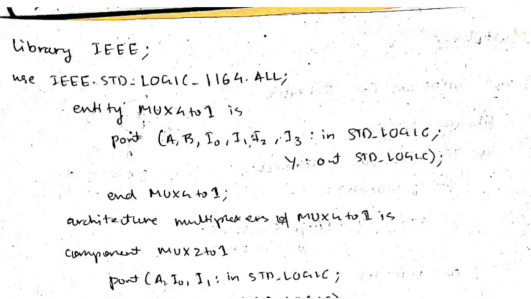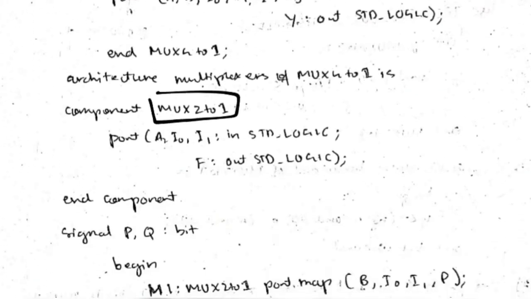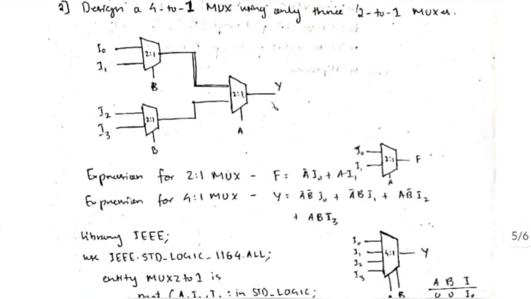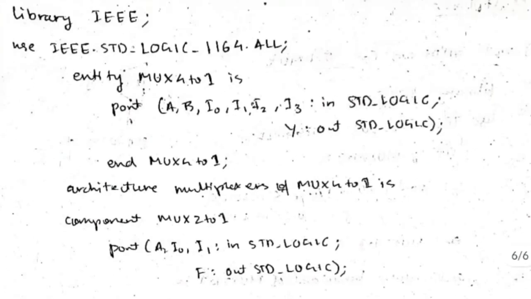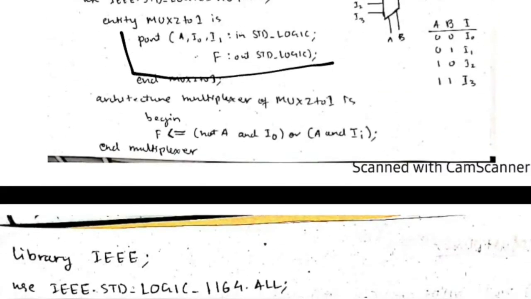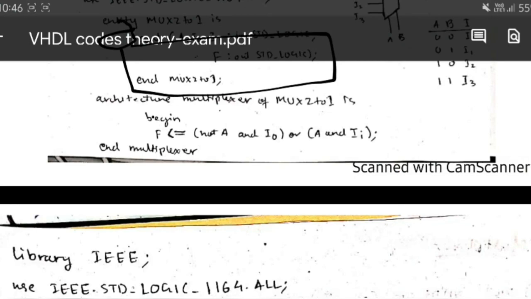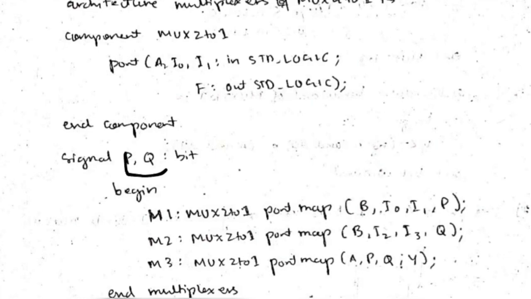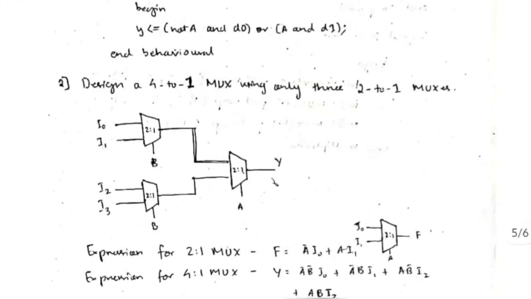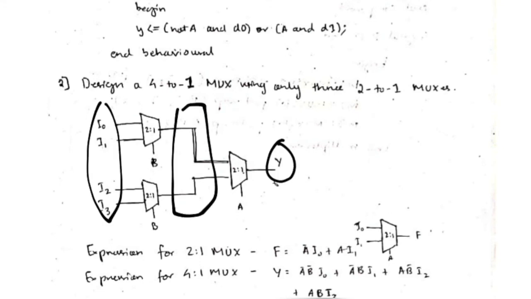Then we'll begin with the architecture part. We are using mux 2 to 1 as a component, right? See here, mux 2 to 1 is used as a component. So we'll be specifying that. We'll write here the inputs and the outputs of mux 2 to 1, just the same as this one. What we had written before, the same thing, only instead of entity we will write component. After doing that, we'll use the signals P and Q. Here we have the inputs, we have the output, but in between we have two more connections which will be represented by signals. The signals used are P and Q. This is for P, this is for Q.